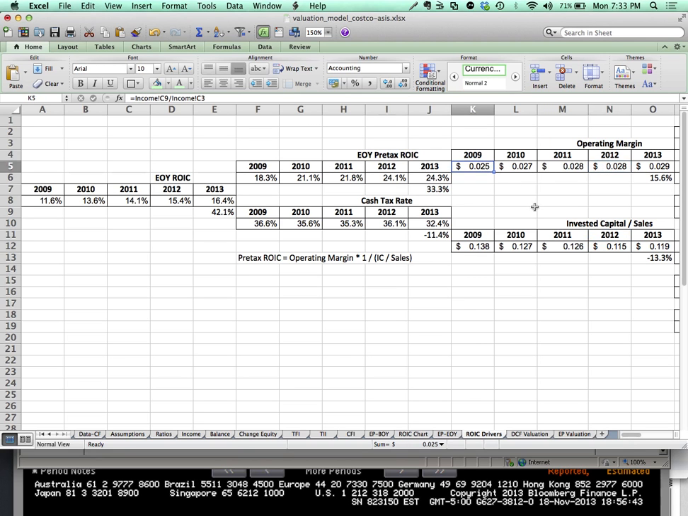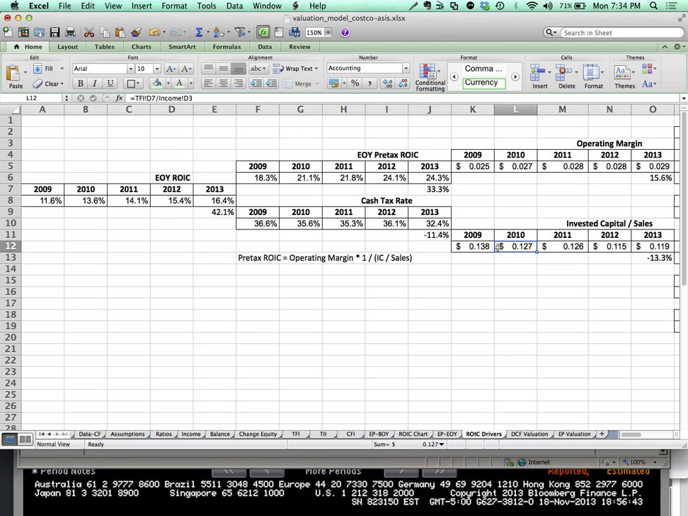Operating margin in 2009, 2.5 cents per dollar of revenue. Operating margin in 2013, 2.9 cents per dollar of revenue. Is that better or worse for their ROIC? Better. They're more profitable. 16% more profitable.